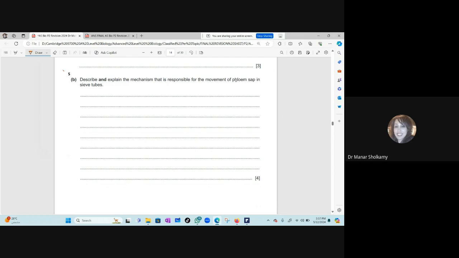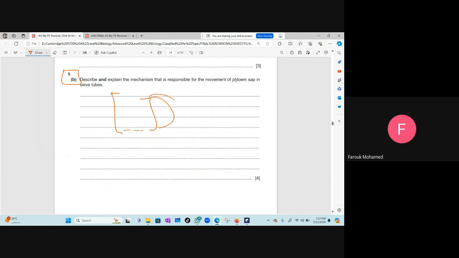Now, I want to revise this question and the two steps here: the loading of the sugar first, and then the movement of the sucrose inside the sieve tubes. I'm going to answer more than needed. Remind me, Farouk, how the sucrose is going to move from the leaf into the cell wall of the companion cell. Okay, there's a hydrogen pump.